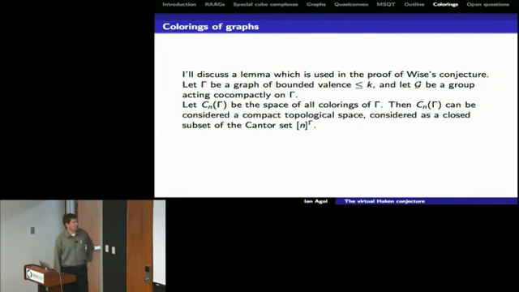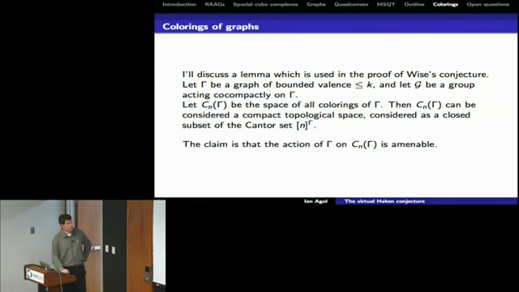Oh, I see. I guess I'm already over time. We started a little late, but maybe I should save this for the next talk. So the claim is that the action on the space of colorings of a graph is amenable. And the proof is rather elementary. So maybe I'll start with that. We'll take a break now then.